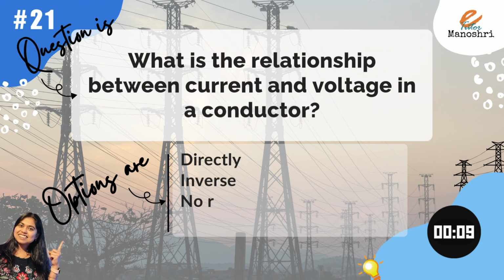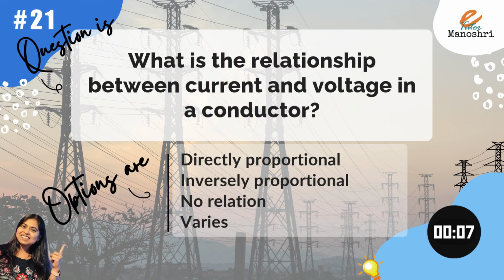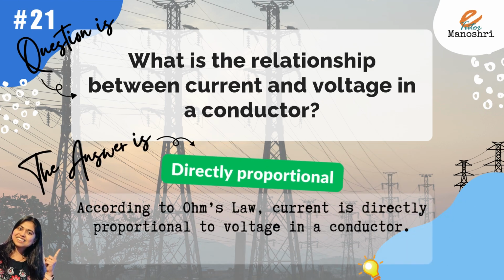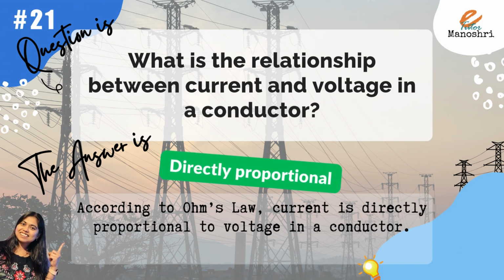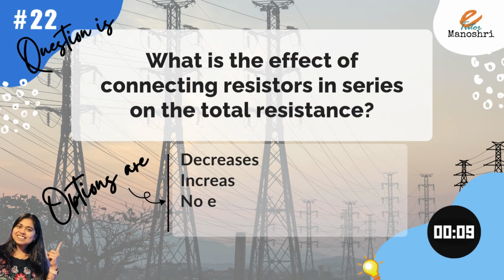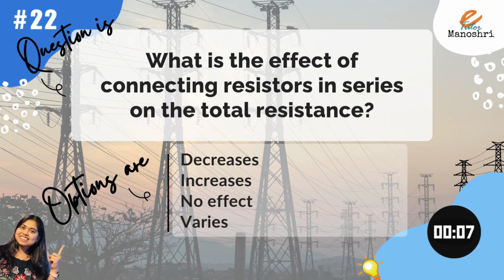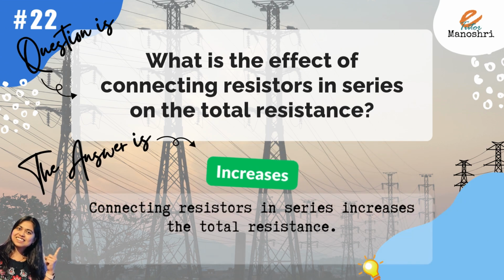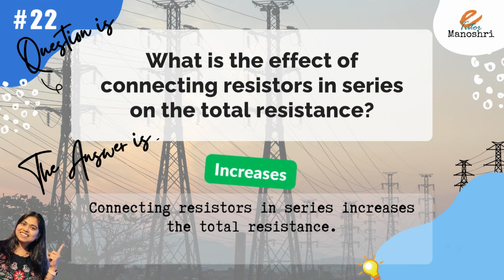What is the relationship between current and voltage in a conductor? According to Ohm's law, current is directly proportional to voltage in a conductor. What is the effect of connecting resistors in series on the total resistance? Connecting resistors in series increases the total resistance.